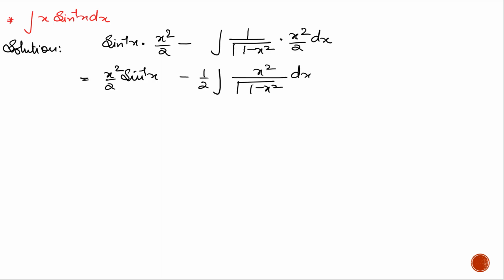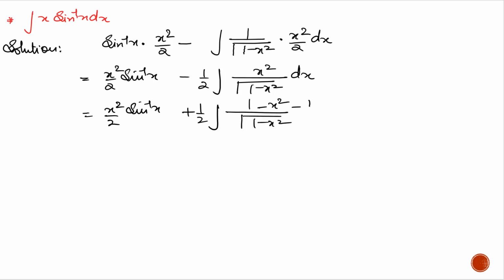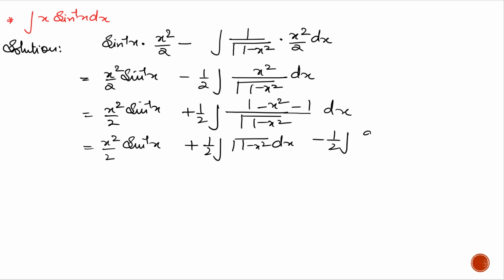So we'll get x square by 2 sine inverse x plus half of minus x square dx divided by the root of 1 minus x square. So now in the numerator, plus 1 and minus 1. And now divide the second part into two portions, which is half of 1 minus x square divided by the root of 1 minus x square, which equals root of 1 minus x square, minus half dx divided by the root of 1 minus x square.